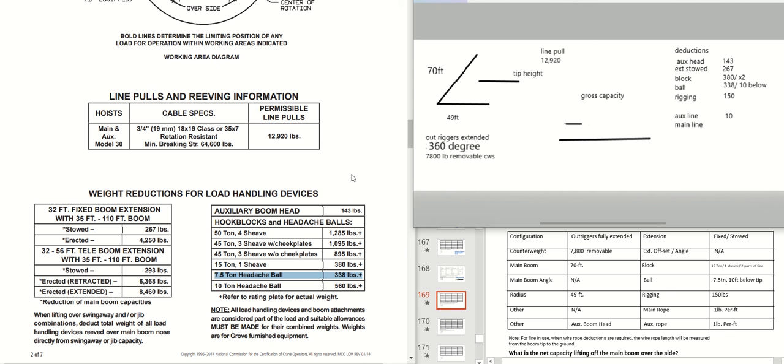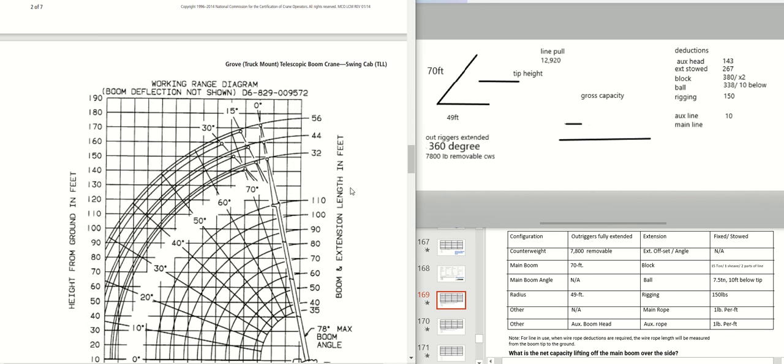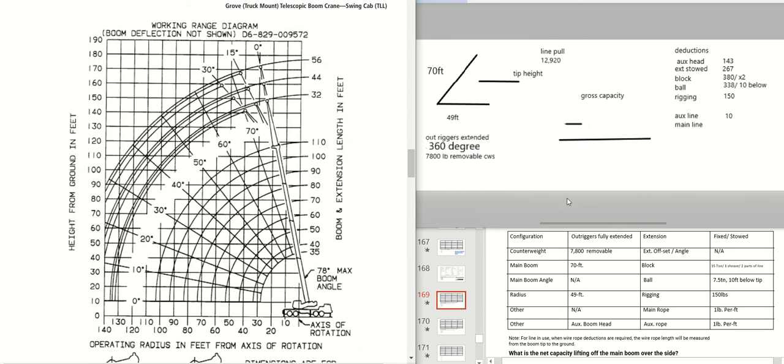So now we're done with our deductions page. Now we're going to move on and find our tip height so that we can find our line deduction if we have one. Remember, we have 2 parts of line. We need to find out what our gross capacity is and if we can pick that gross capacity on our load chart with 1 part of line, or if we need both parts of line, meaning then we don't have a line deduction to make that pick.